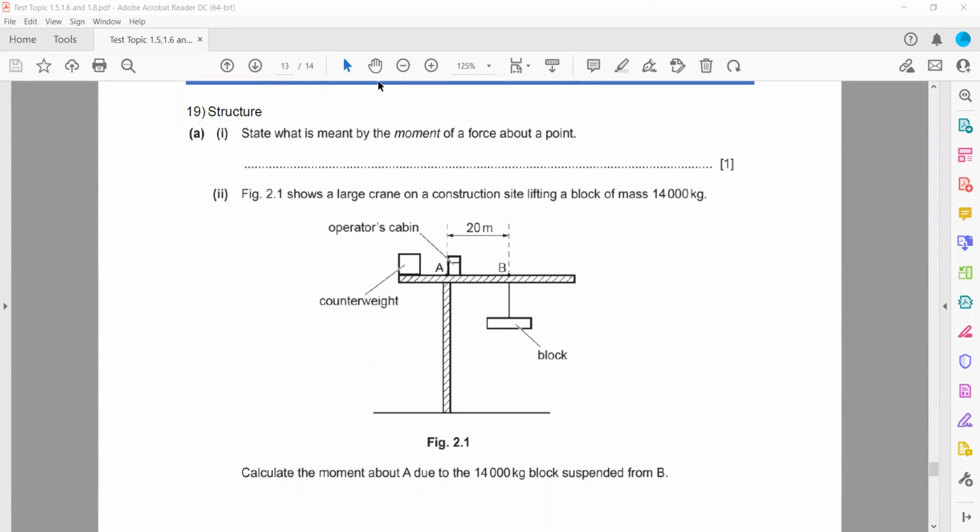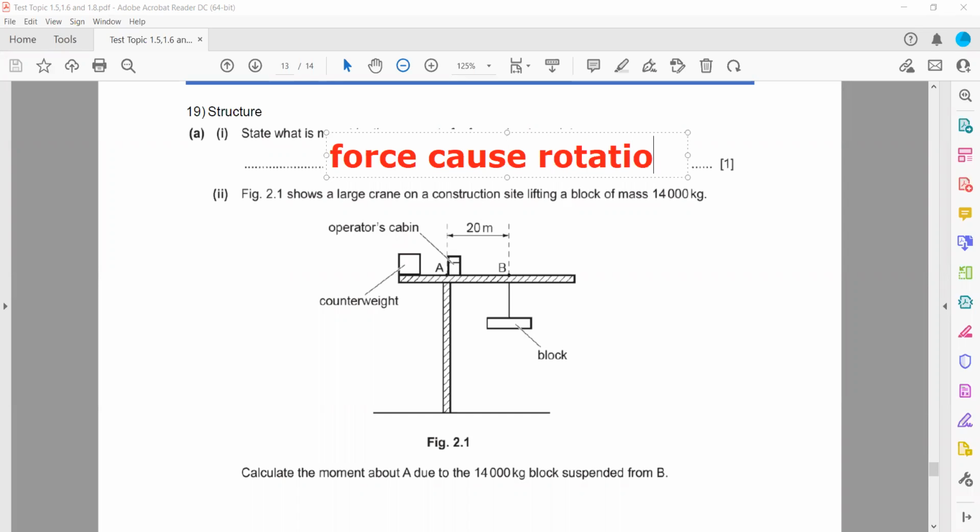State what is meant by moment of the force. Moment of the force refers to a turning effect. When a force is applied to move an object around a fixed point, we call that the moment of the force. So force causes rotation around the fixed point. When a force causes a rotation around the fixed point, this effect is known as turning effect.